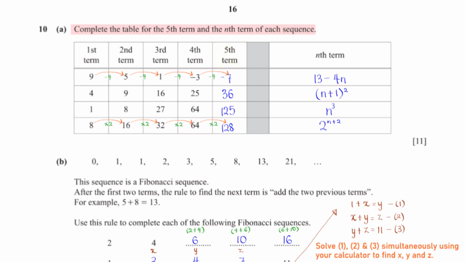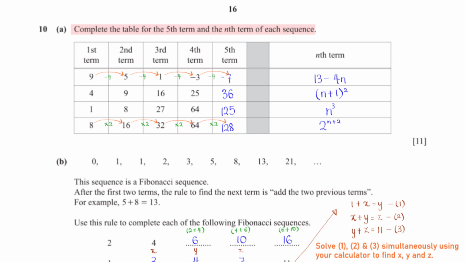For the third row, we have a cubic sequence, and this is pretty straightforward. 1 cubed is 1, 2 cubed is 8, and so 5 cubed is 125. And we have the nth term as n cubed.